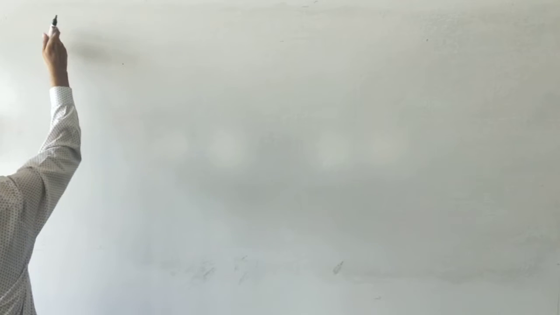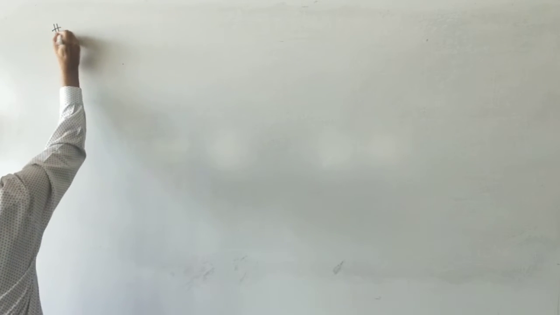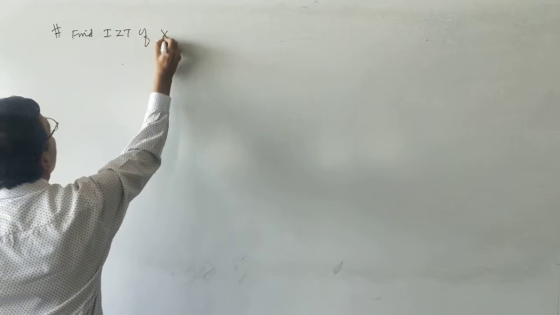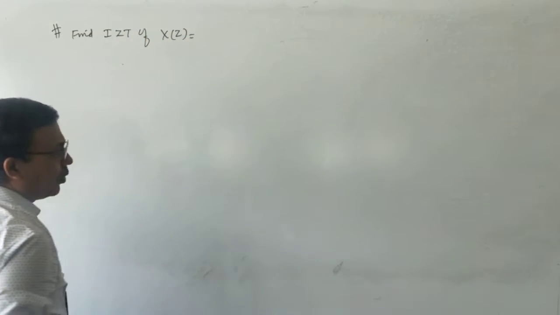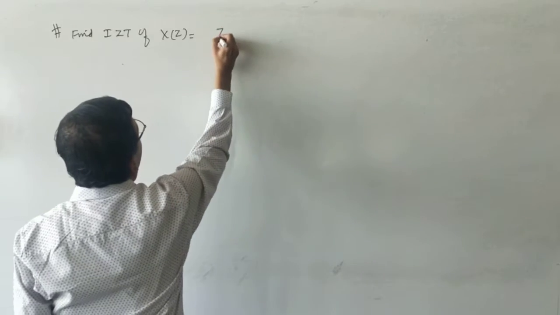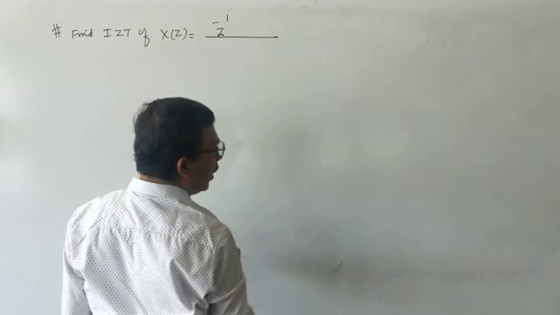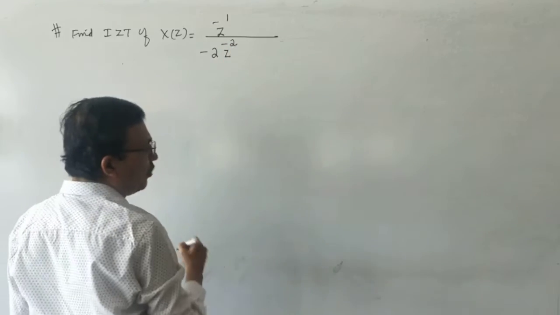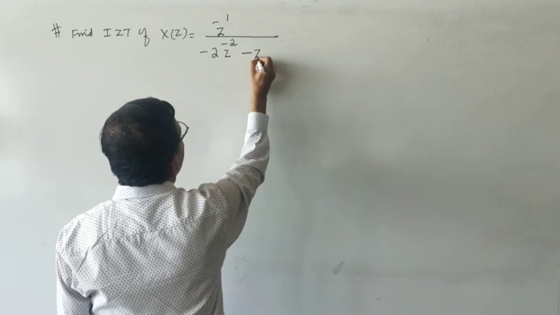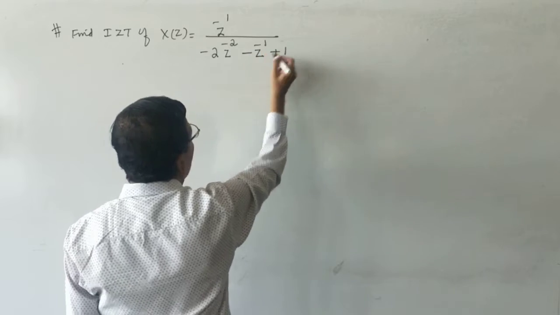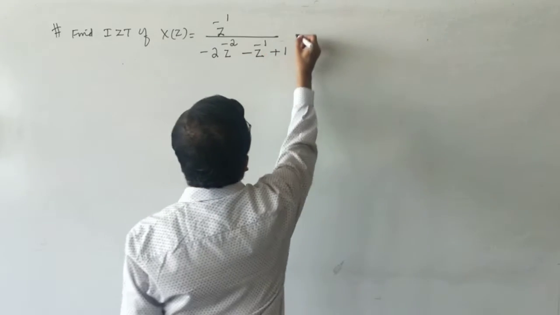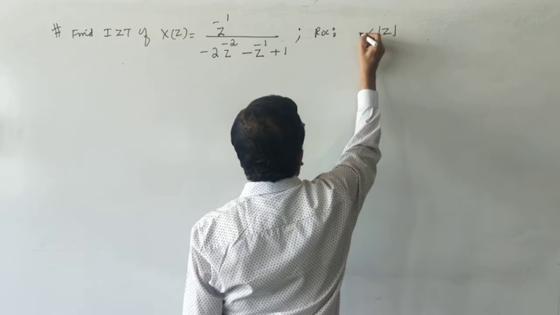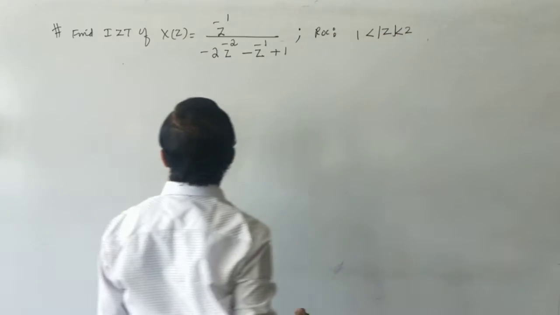Find the inverse Z transform of X(z) = z^-1 / (-2 z^-2 - z^-1 + 1). ROC is mod z greater than 1, less than 2.